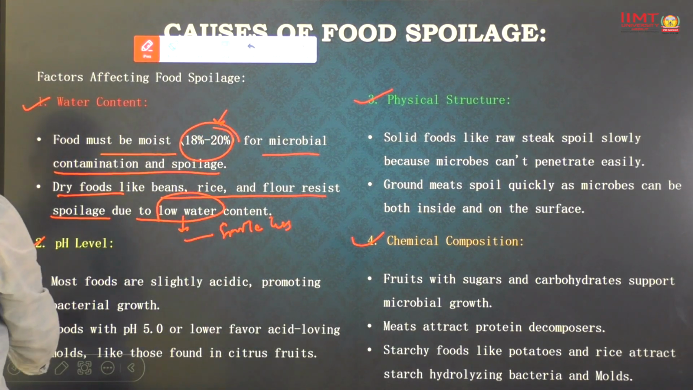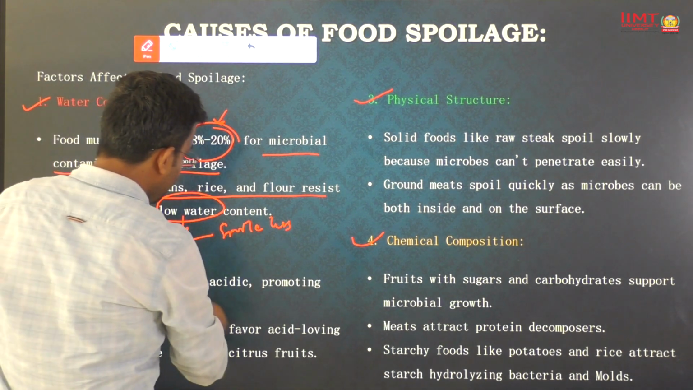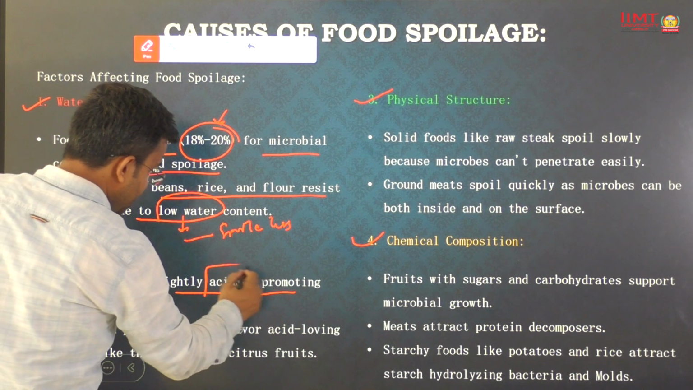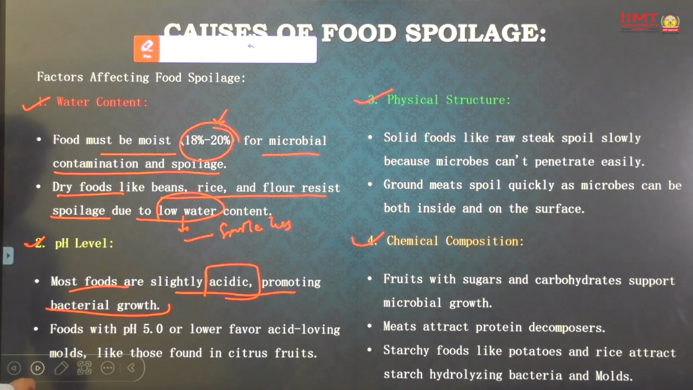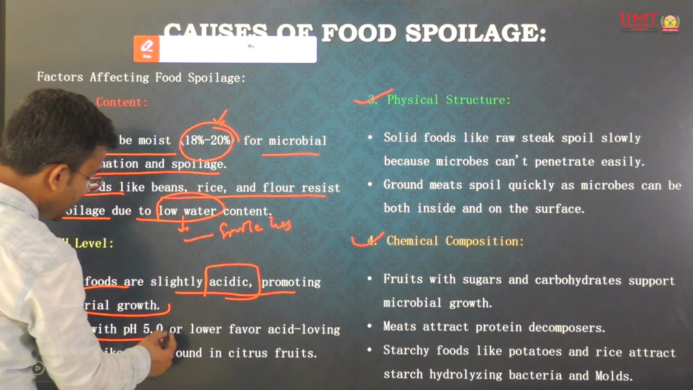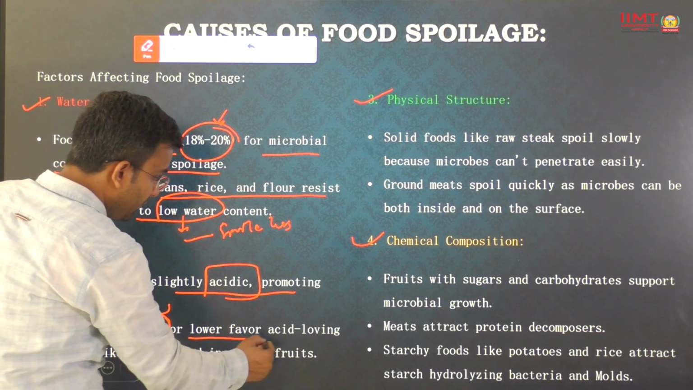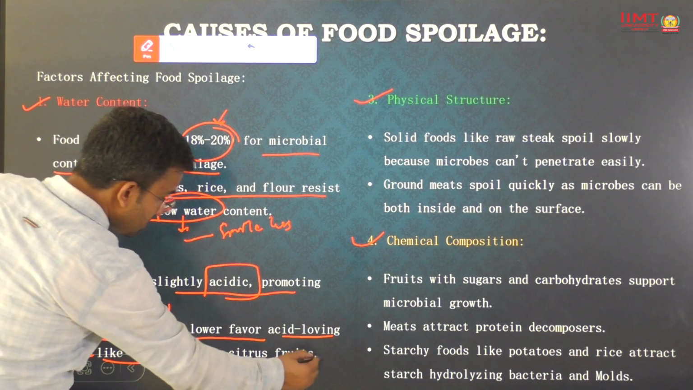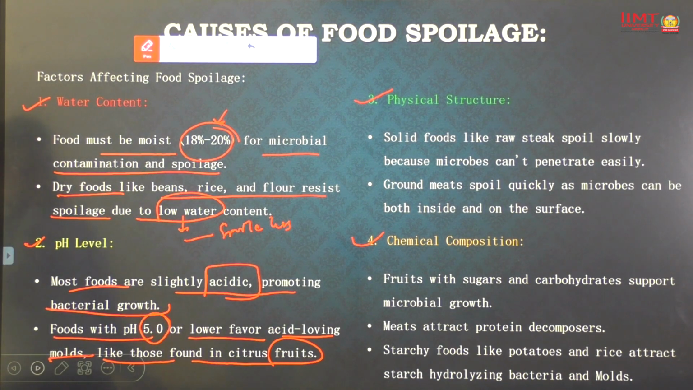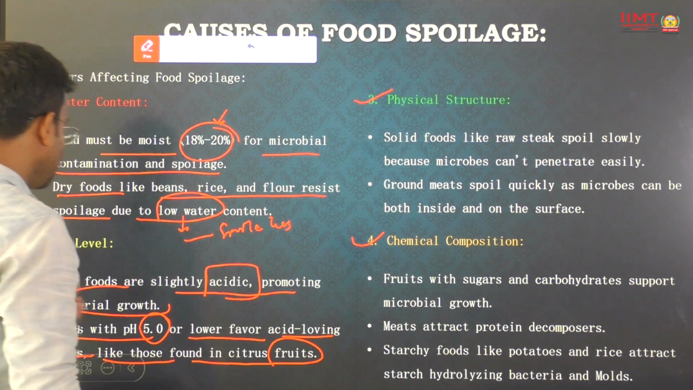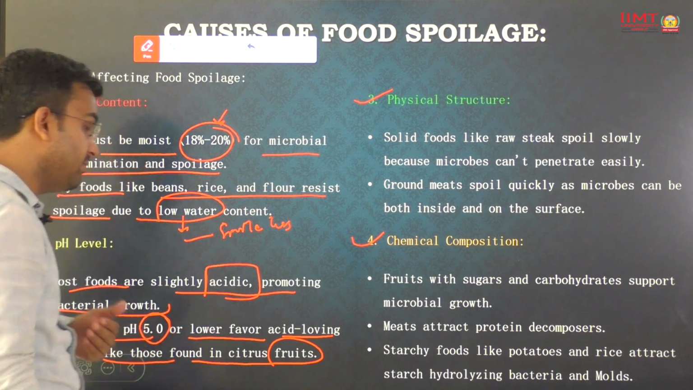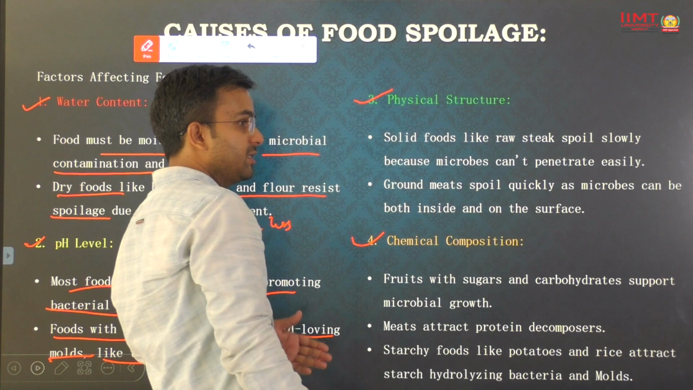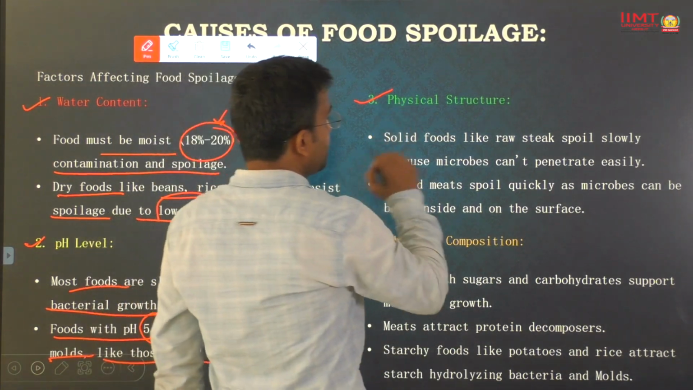In terms of pH level, most foods are slightly acidic, promoting bacterial growth. If foods are acidic, they promote microbial growth. Food with a pH level of 5 or lower favors acid-loving molds, like those found on citrus fruits. Some microbes also survive and grow in foods with low pH, in acidic foods.